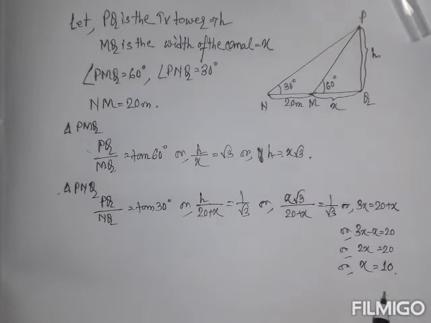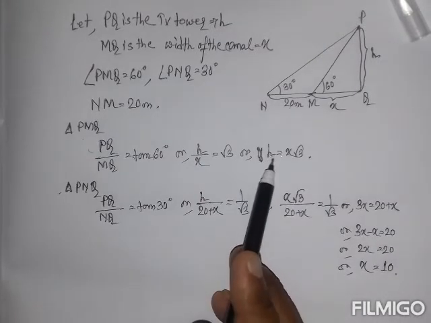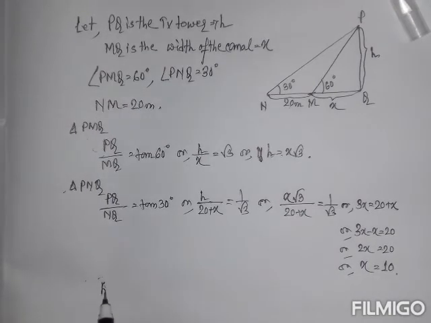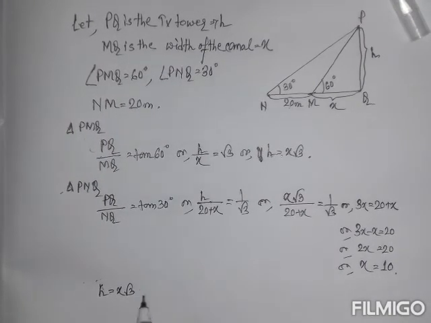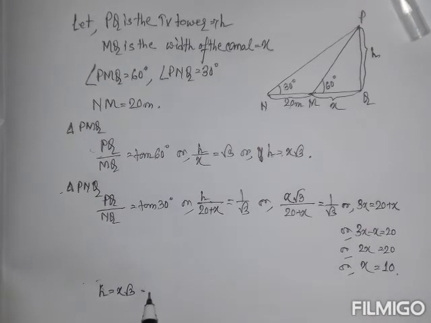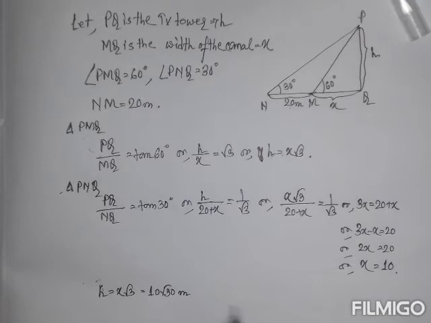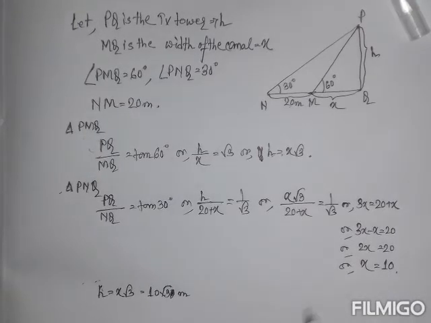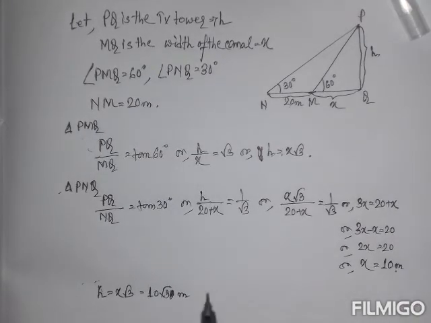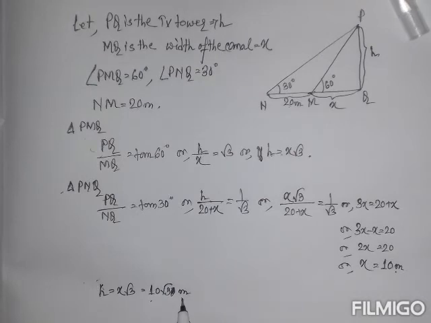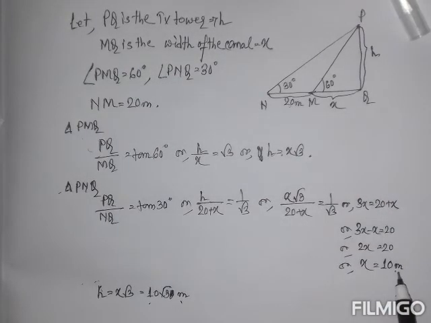Now we put the value x here and get the value of h. What is h? h is equal to x root 3, and the value of x is 10, so 10 root 3 meter. So the two answers are: the height of the tower is 10 root 3 meter and the width of the canal is 10 meter. Okay. Now we can proceed to the next sum.